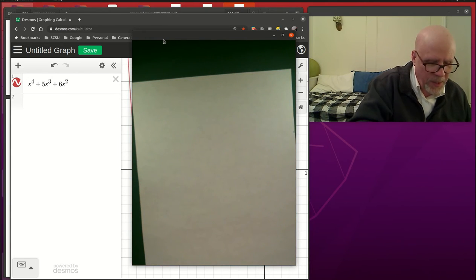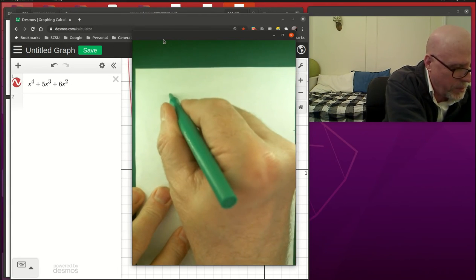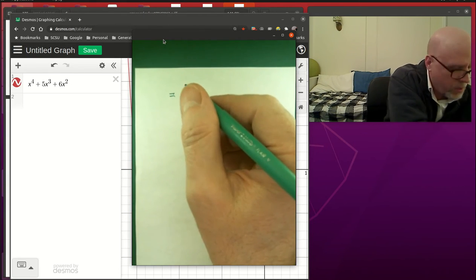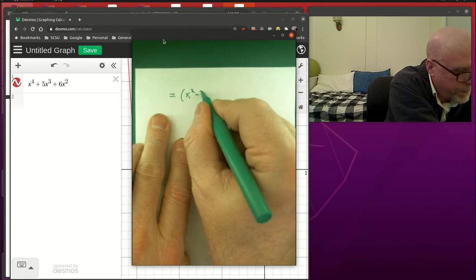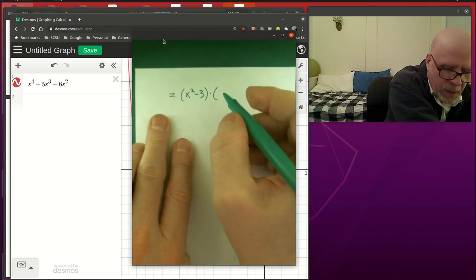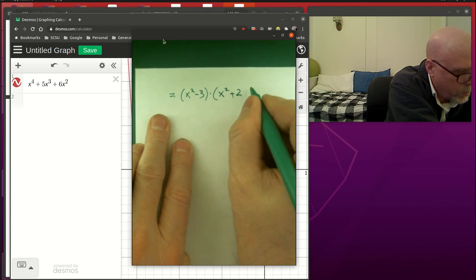All right, so let's just get rid of the substitution I created now. Remember, y was x squared, so what we've got is x squared minus 3 equals 0, or x squared plus 2 equals 0.